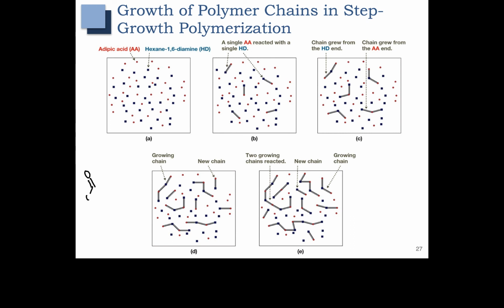Adipic acid has a carboxylic acid on both ends and looks like that. And hexane 1,6-diamine looks like this. You can see that an adipic acid then can react with any hexane diamine and start to react. Each of these little pieces then can continue to react with other pieces. And as they're doing that and forming longer chains, new chains can start to react. So either end of these molecules continue to react. It's very different from the chain growth polymers where we had to have that initiator get the chain started.